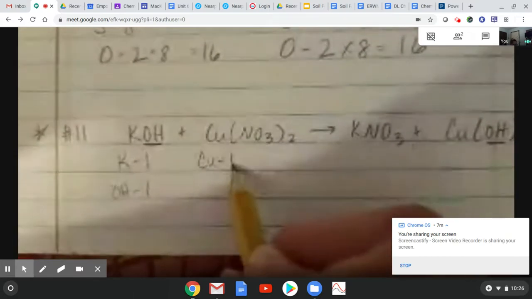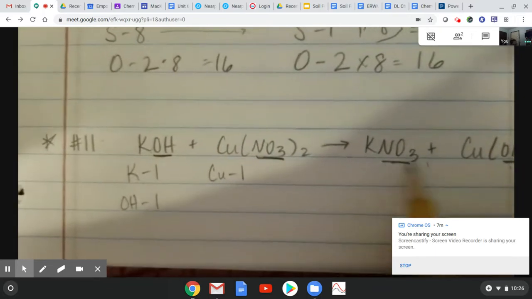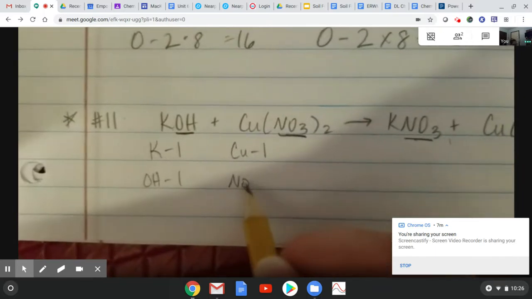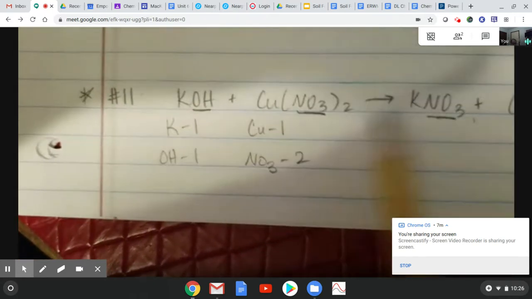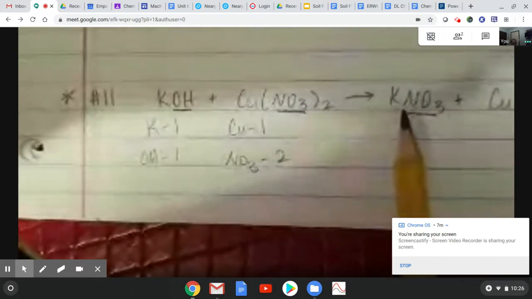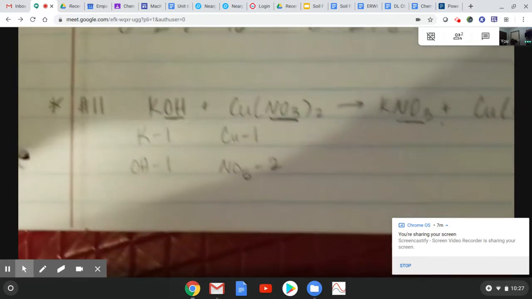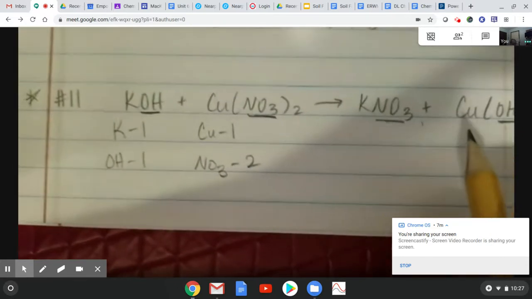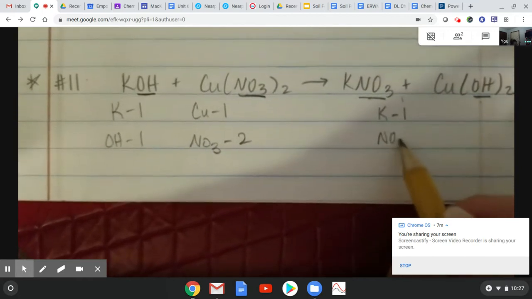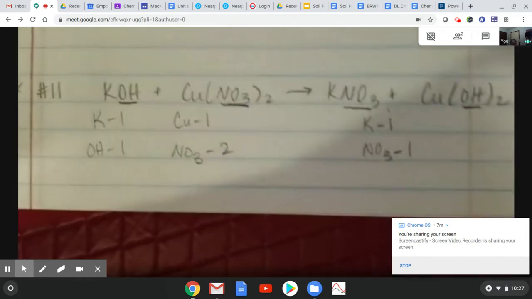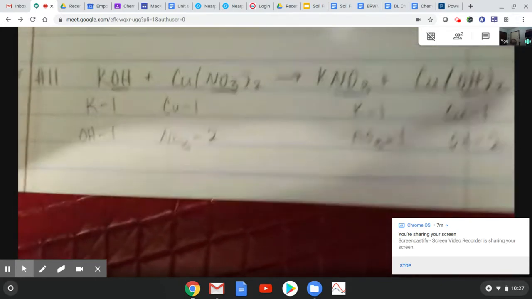I would have 1 copper, and I'm going to do the same thing with nitrate that I did with the hydroxide. I'm going to keep it together because it's together on both sides. If it wasn't together on both sides, like if it was broken apart, if it wasn't NO3 anymore, then I would have to break them apart into individual atoms. But in this case, I can keep them together. So on this side, I have 1 potassium. I have 1 of the nitrate groups. I have 1 copper, and I have 2 hydroxides.